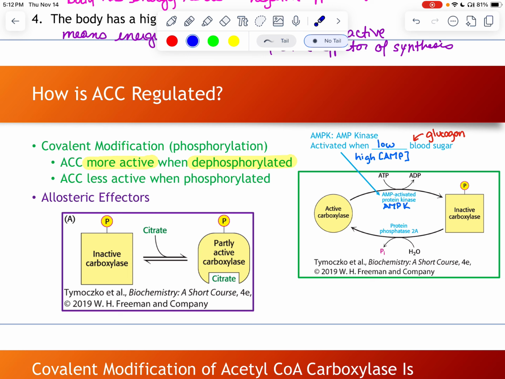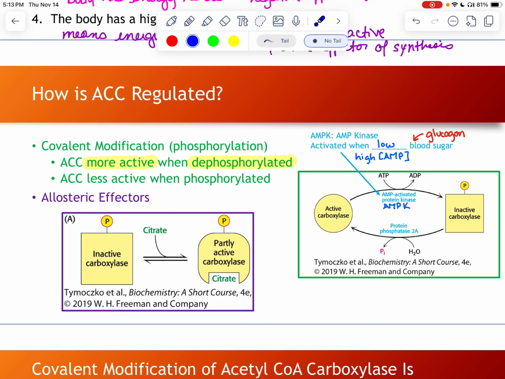If we have a lot of citrate not needed in the citric acid cycle, it must be available to be used. And you know what? We just like to start synthesizing some fatty acids, right? Because we have plenty of materials for it. We don't have energy needs. We don't have material needs. So we're going to store that stuff as fatty acids. So to do that, it wants to activate the carboxylase, right?